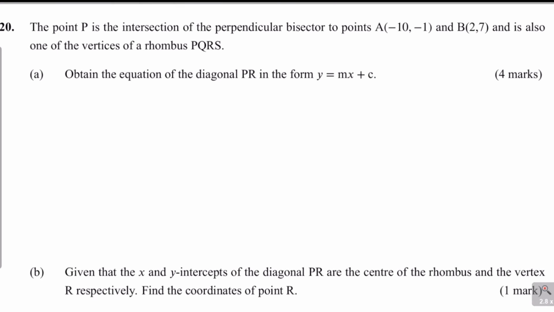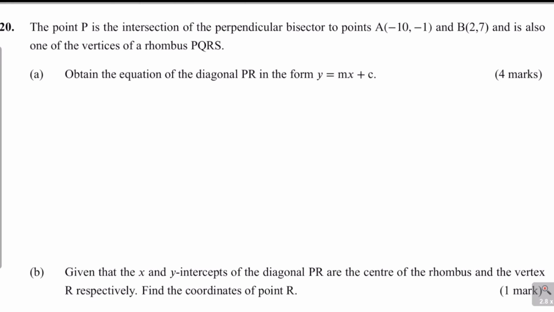Question 20. The point P is the intersection of the perpendicular bisector to points A, negative 10, negative 1, and B, 2, 7, and it's also one of the vertices of a rhombus PQRS. Part A, obtain the equation of the diagonal PR in the form y equals mx plus c.